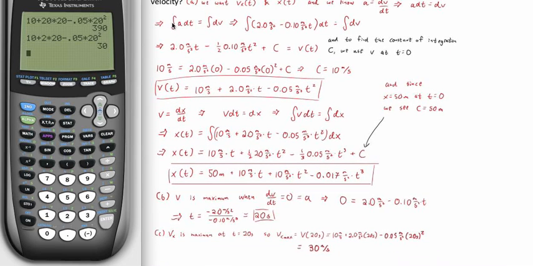Okay, so real fast, last part here. Where is the car located when it reaches its maximum velocity? Well, that's simply a matter of then finding x at 20. So x at 20 seconds is just going to equal 50 meters plus 10 meters per second times 20 seconds plus 10 meters per second squared times 20 seconds squared minus 0.017 meters per second cubed times 20 seconds cubed.